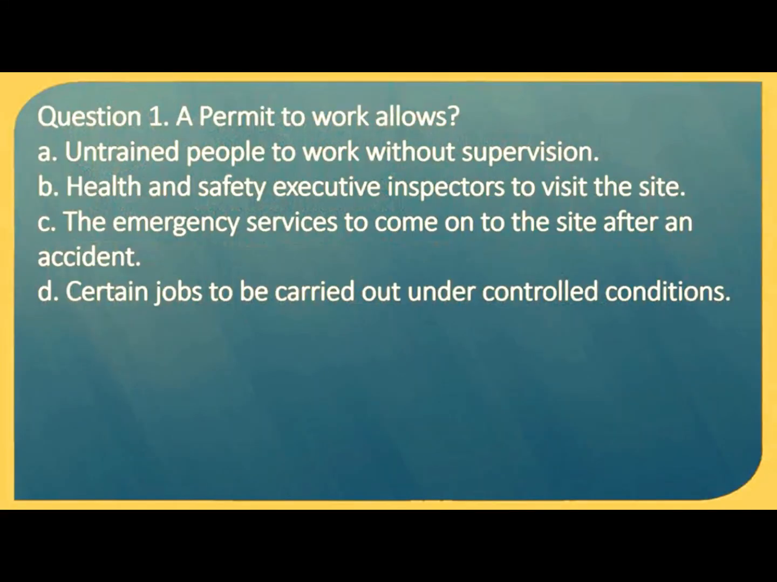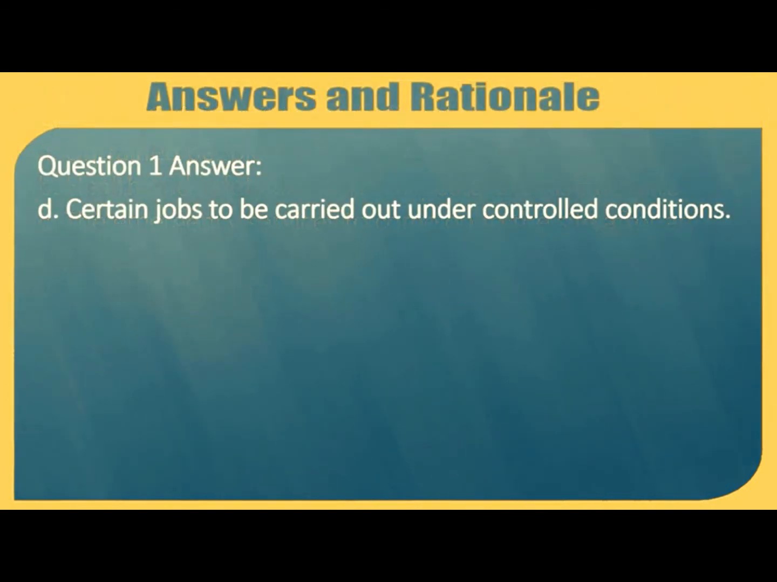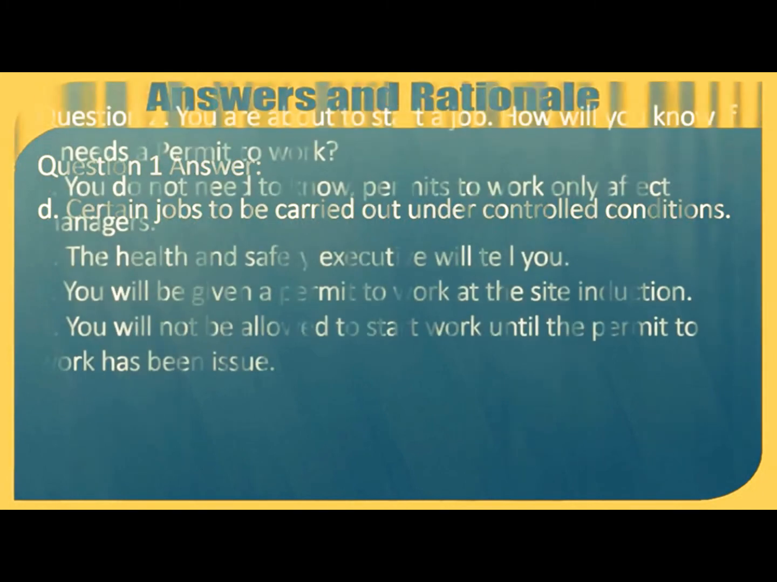Question 1. A permit to work allows A. Untrained people to work without supervision. B. Health and safety executive inspectors to visit the site. C. The emergency services to come onto the site after an accident. D. Certain jobs to be carried out under controlled conditions. Question 1. Answer D. Certain jobs to be carried out under controlled conditions.